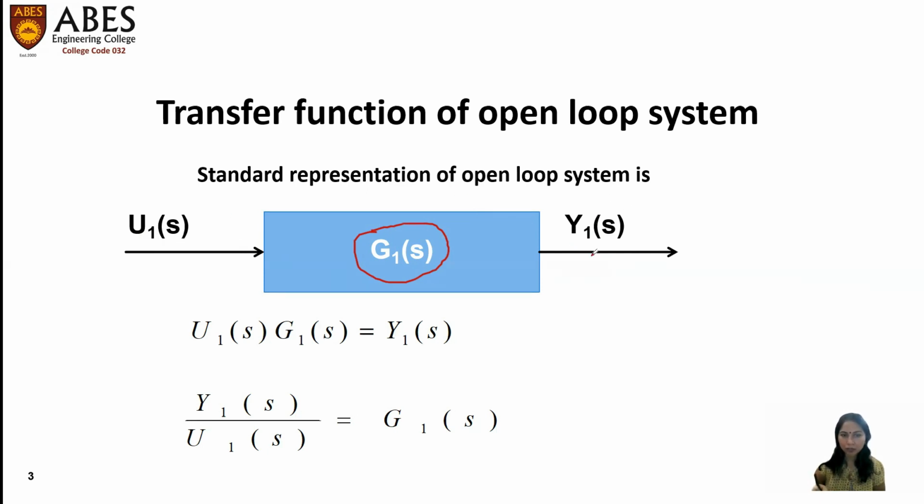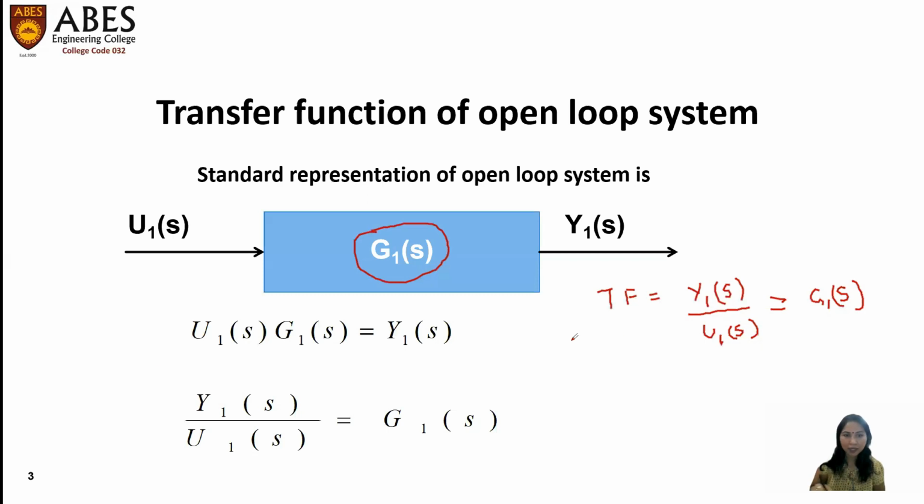So the transfer function is equal to Y1(S), output, upon input, that is U1(S), which is equal to G1(S). That is the overall gain. So we can also say that the transfer function is the overall gain of the system, that is G1(S), right?